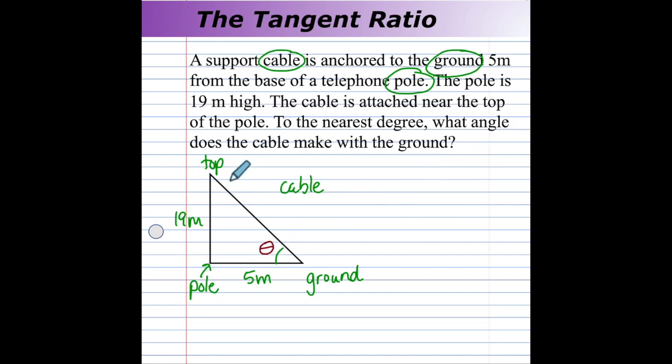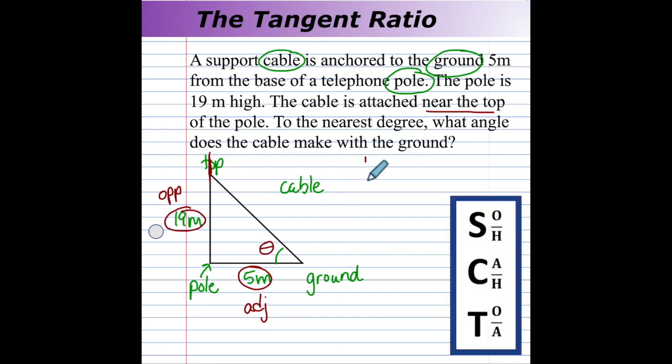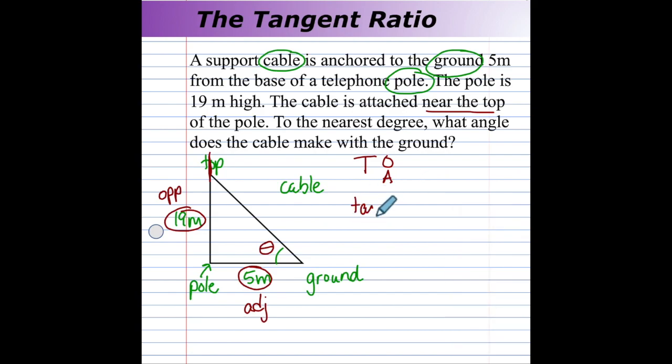Right here. Now, this cable is actually attached near the top. The pole does go higher than what's drawn, but it won't matter in this question. We have two lengths, the opposite and the adjacent side. And that's great because tangent is opposite over adjacent. Tangent of the angle is opposite side over adjacent side. Tangent of the angle is 19 divided by 5.